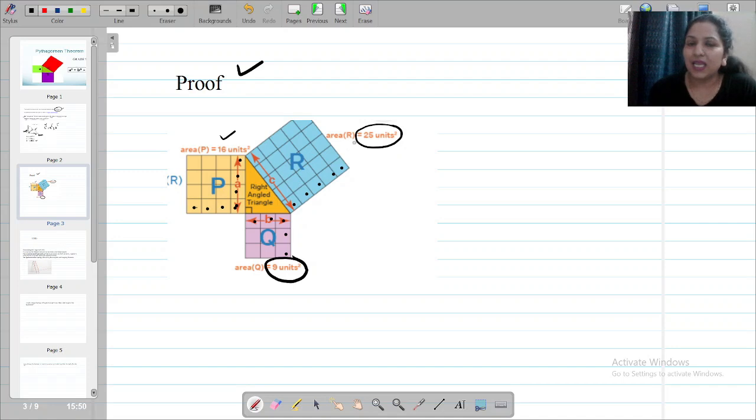And what is the area? How do we find area? If the side is C, C into C, area is C square here.